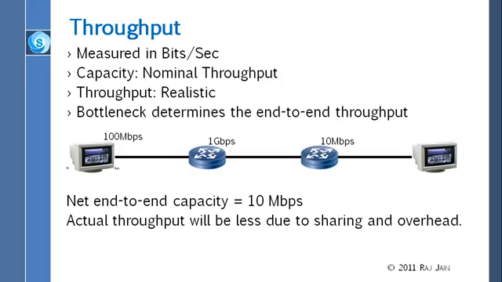Now, if you have many links along the path, your throughput will be determined by the bottleneck. So let's say you have 100 megabits to the first router, then there is a gigabit between two routers, and then 10 megabit to the next computer. What is the speed you will get on this path? 10 megabit. Right? So the end-to-end capacity is only 10 megabit. Actual throughput will be less due to sharing and overhead. If you measure, you will not get even 10 megabits, because again some bits will be lost in the retransmissions and overhead and the packets and headers and so on and so forth.